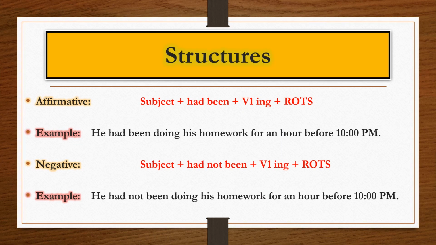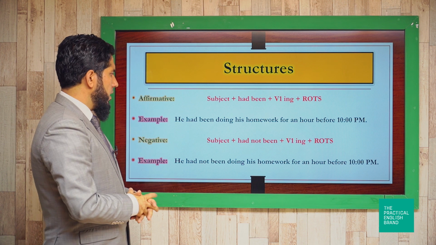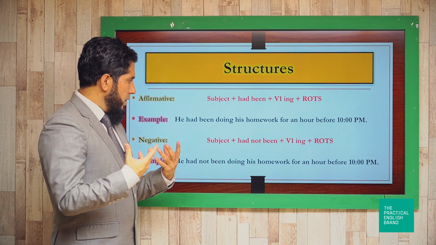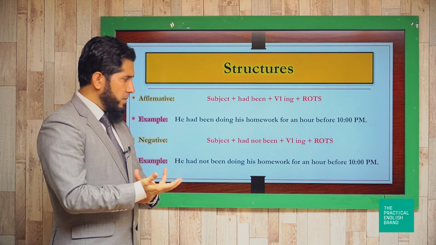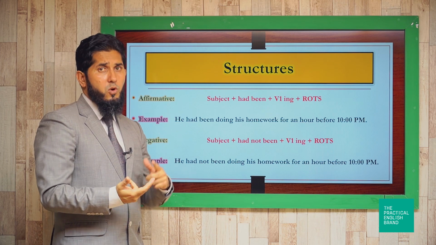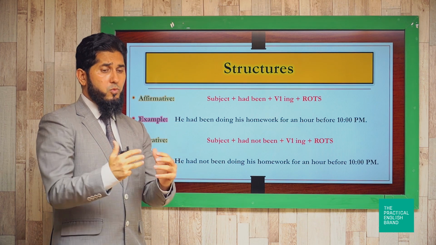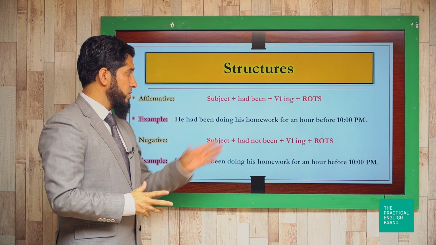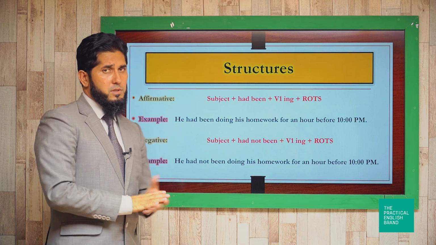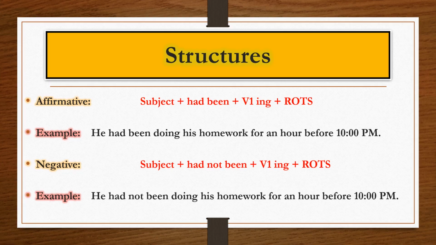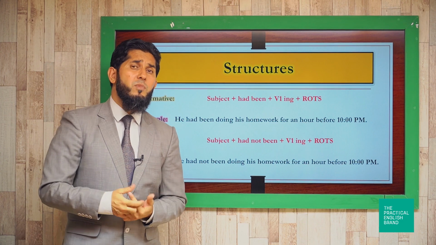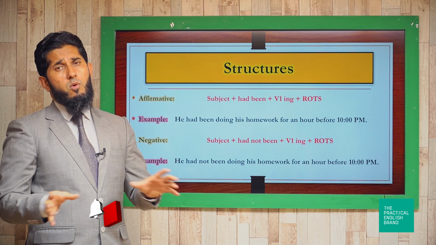And the second example is made according to the negative form, according to the second structure. If you want to make negative sentences: subject, then hadn't been or had not been, three verbs as auxiliary verbs, and then main verb ing and the rest of the sentence. Look at the example. He had not been doing his homework for an hour before 10 p.m. Or you can say he hadn't been doing his homework for an hour before 10 p.m.